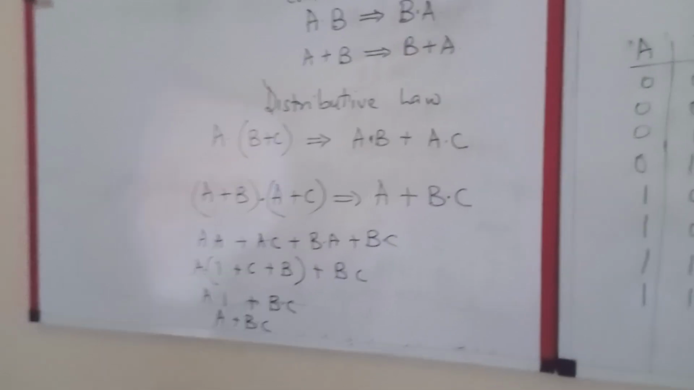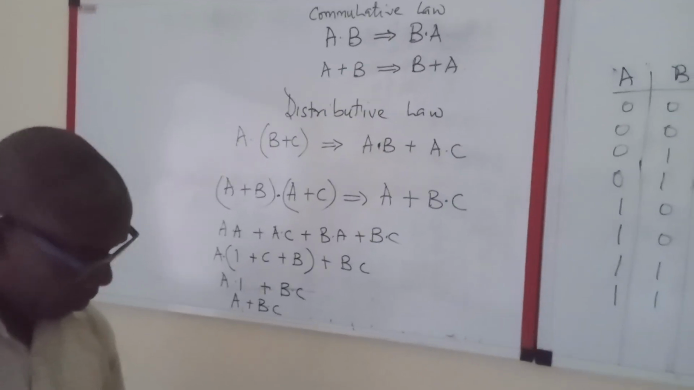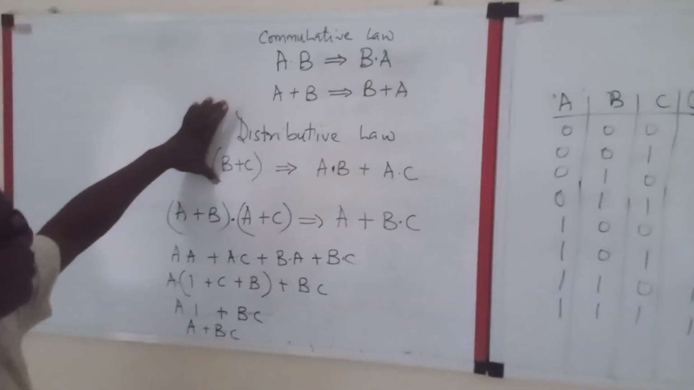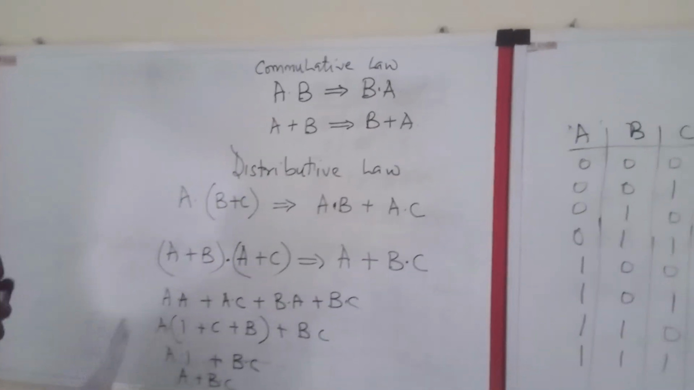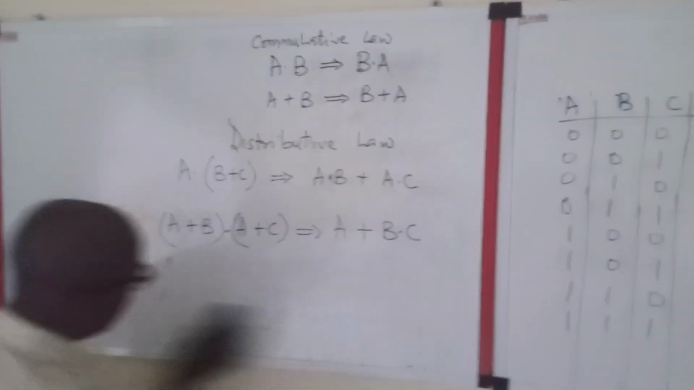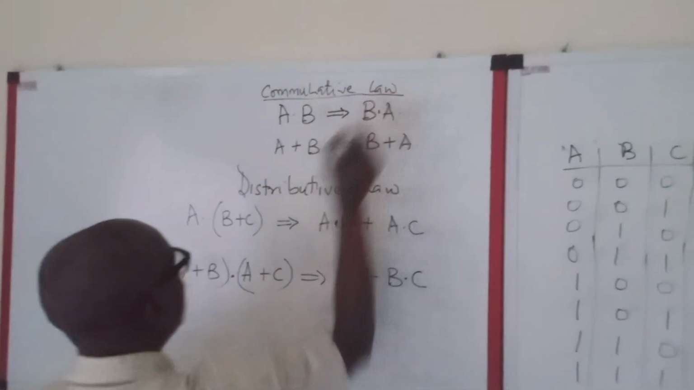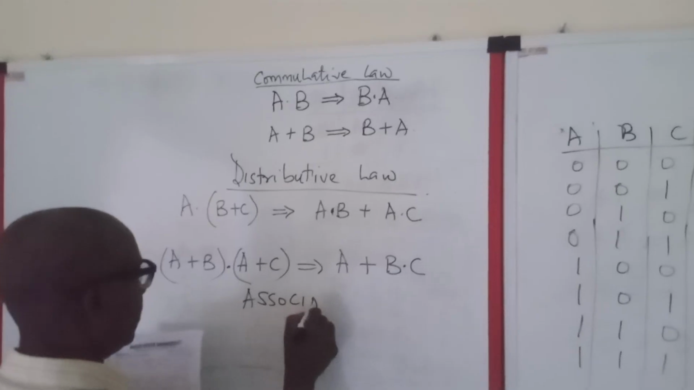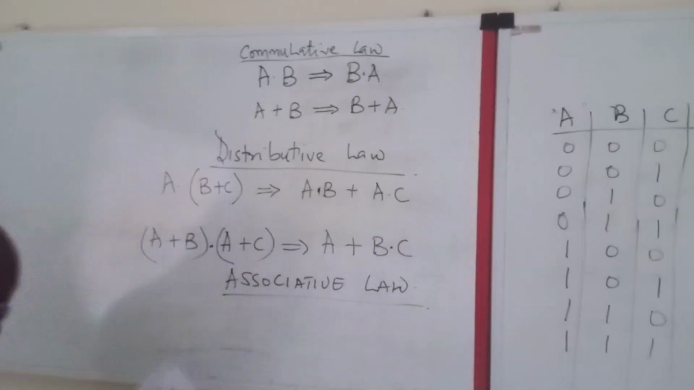So we have gotten the commutative law, the distributive law, and now the associative law. Let us look at the associative law. What is the associative law?